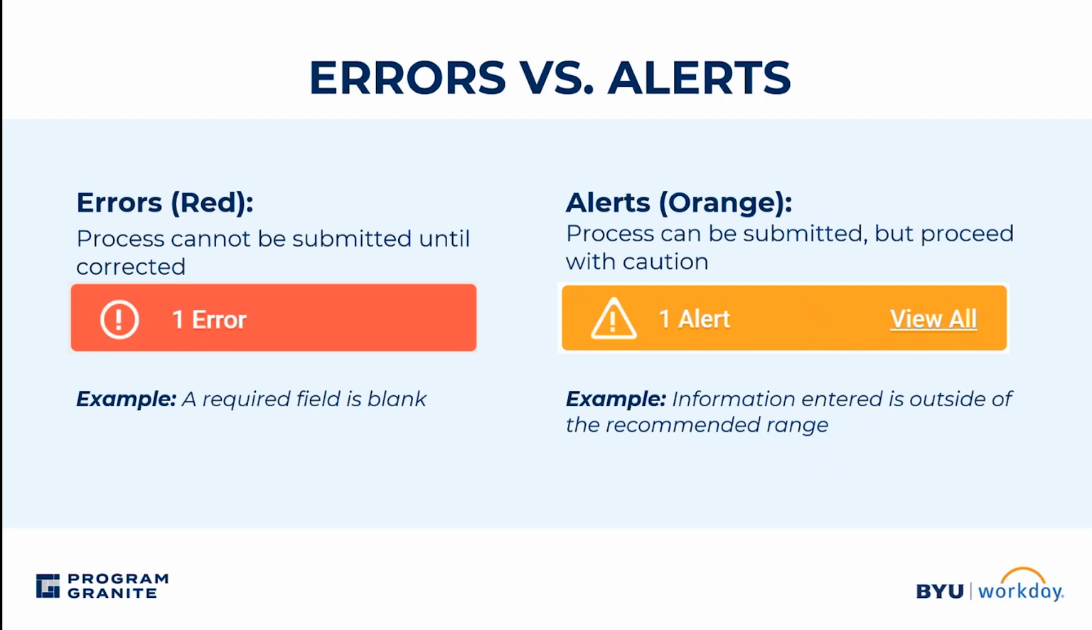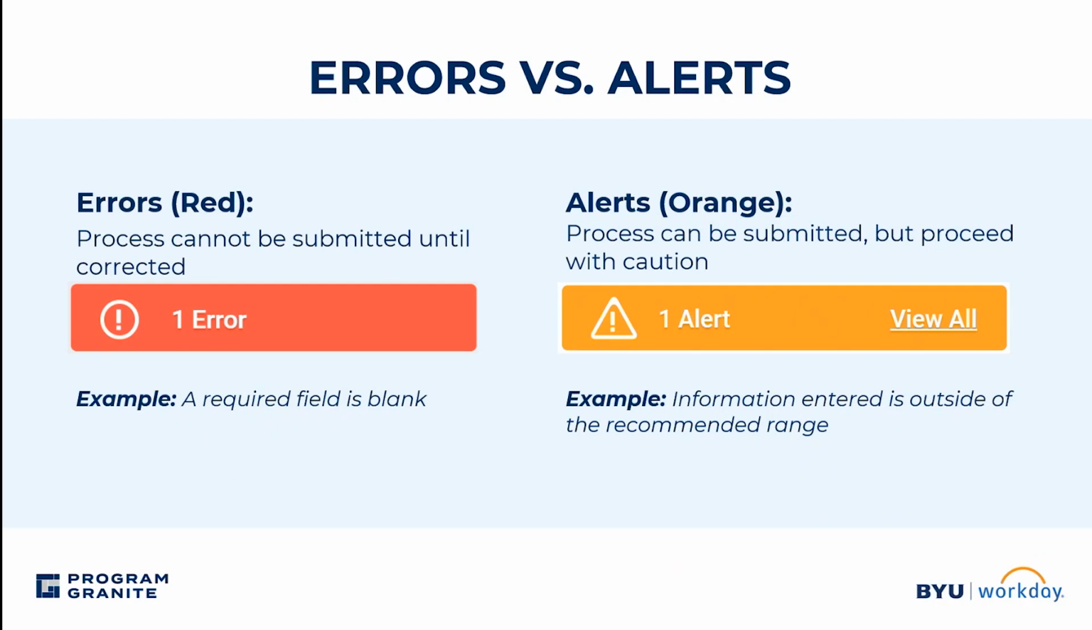So this is just giving you a notification. You can submit it and proceed forward, but it's letting you know that the information entered is outside of the recommended range. For example, if a partner goes in and puts in pay that's outside of the range, it's going to give them this alert, but they can still submit it and push it forward. So you'll see the two differences.